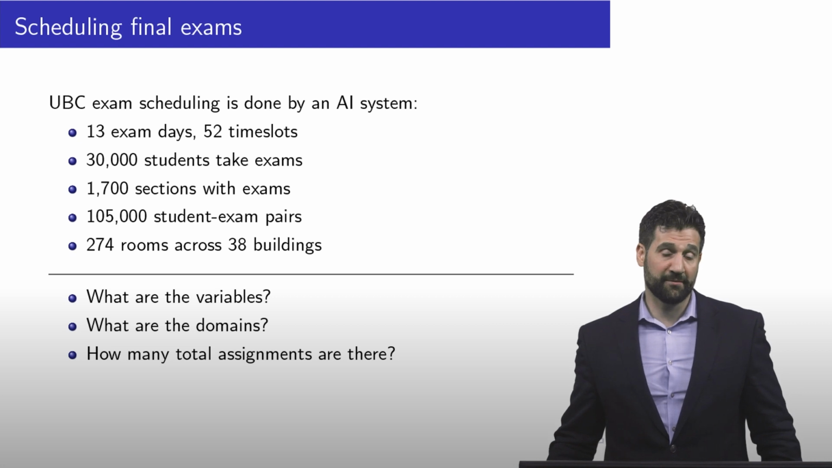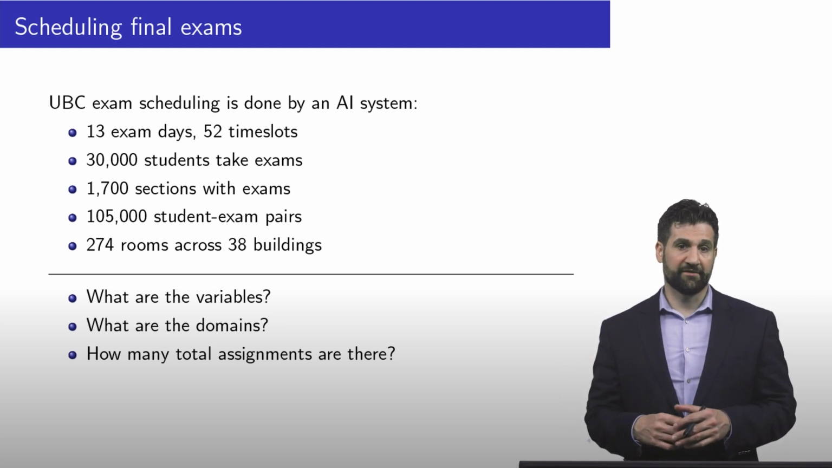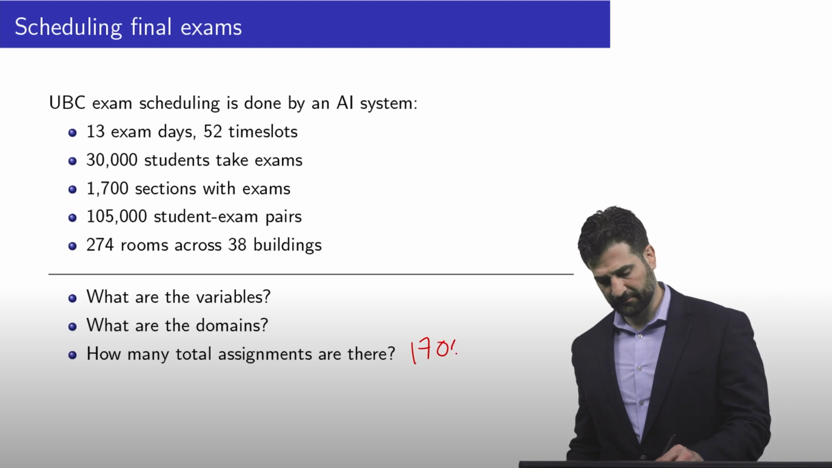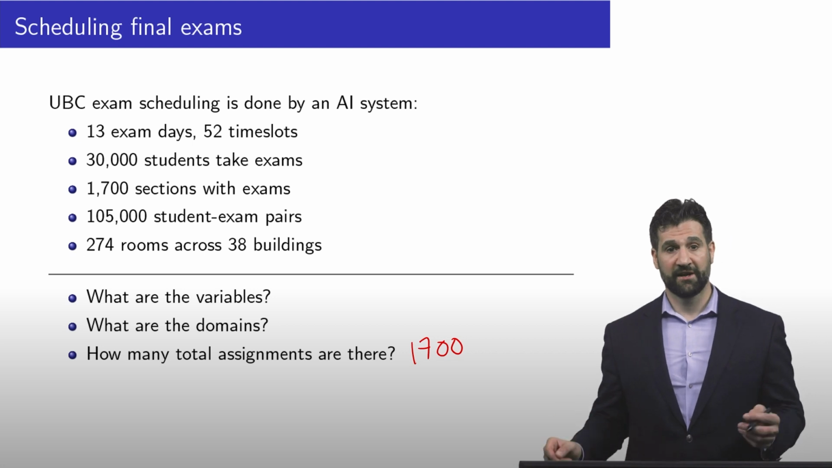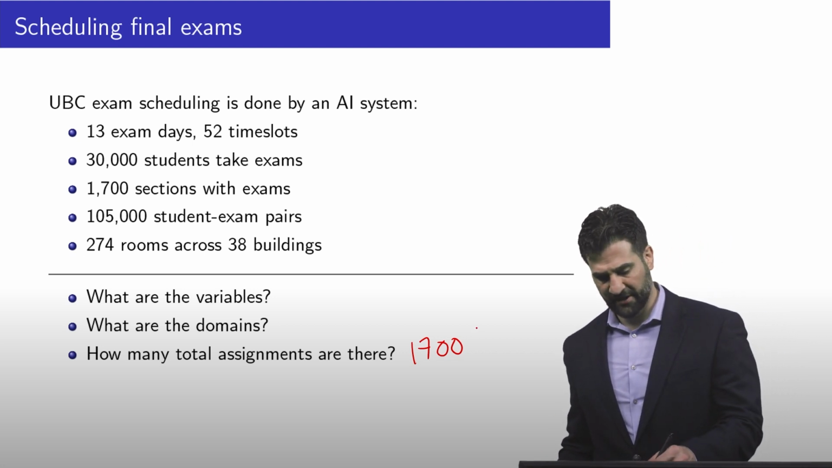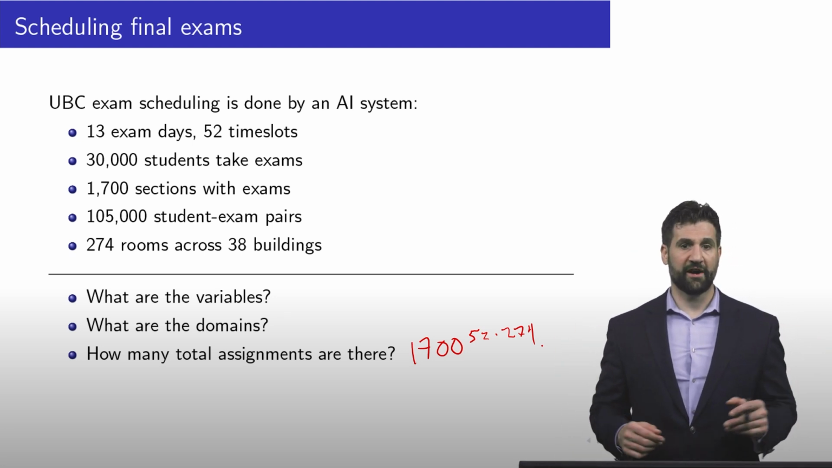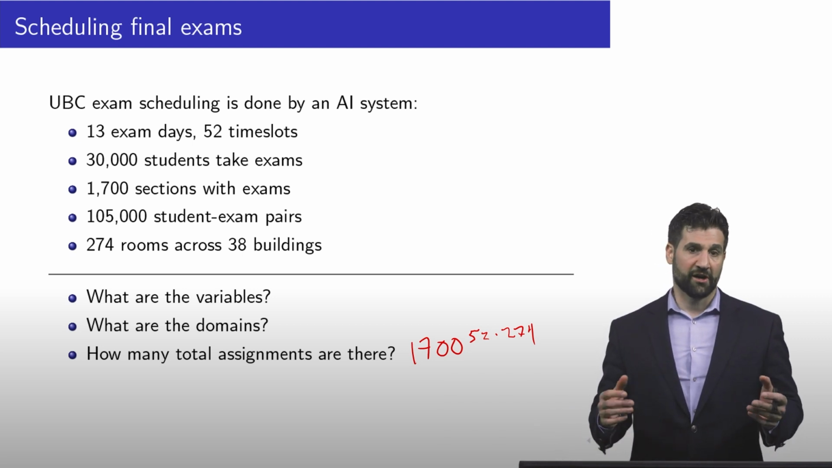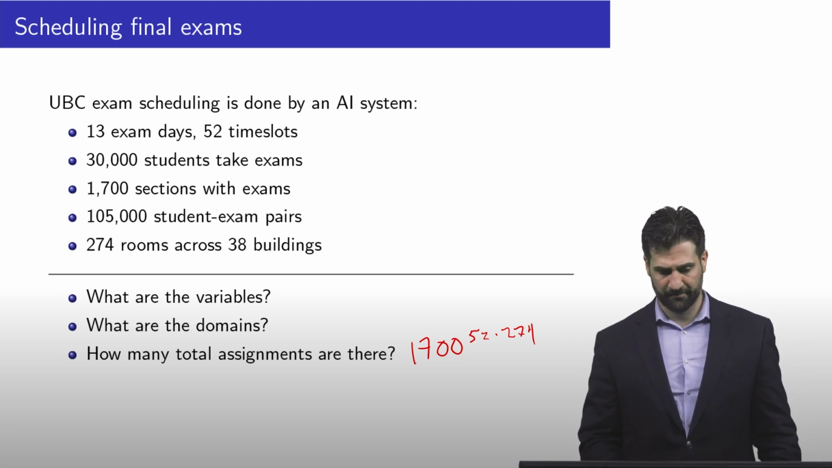So how many total assignments are there? So we have 1,700, and that is going to be raised by the number of time slot room pairs. So it's going to be 1,700 to the power of 52 times 274. So we have a very large search space because we have all these exams. They all have to go somewhere, and each of them can have a lot of potentially different values.